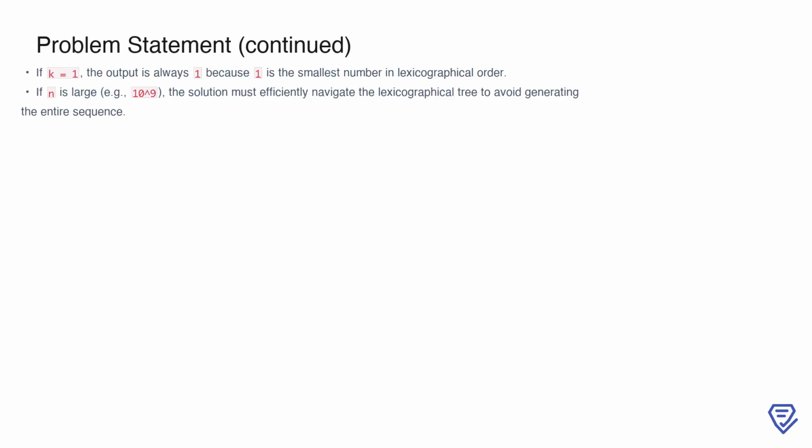For larger values of n, especially when n reaches 10 to the power of 9, it is impractical to generate the entire sequence. Instead, we need to traverse the lexicographical tree efficiently to directly locate the Kth smallest number without constructing the entire list. This approach ensures the solution is optimized for both time and space, especially given the constraints where n can be as large as 1 billion and k can go up to 100,000. Understanding these constraints and edge cases is key to developing an efficient algorithm for this problem.